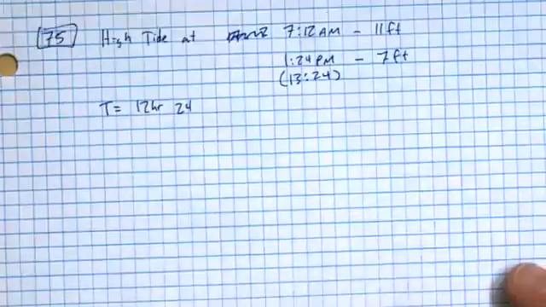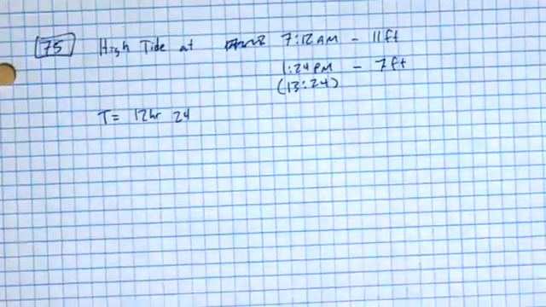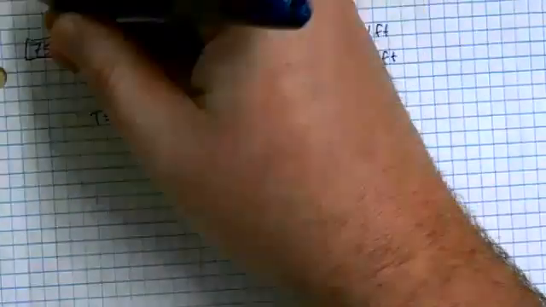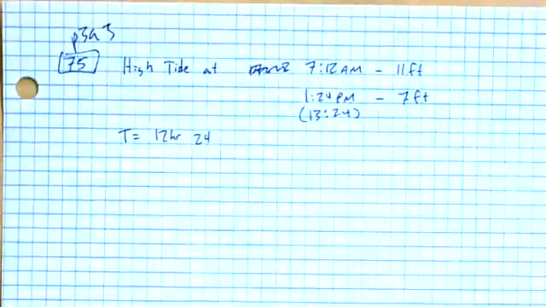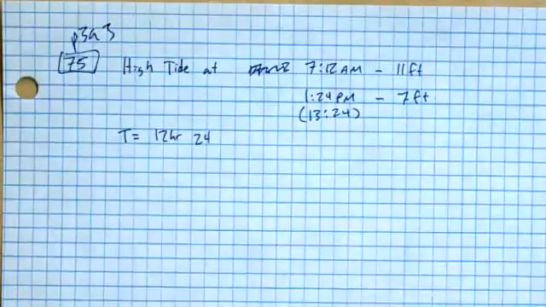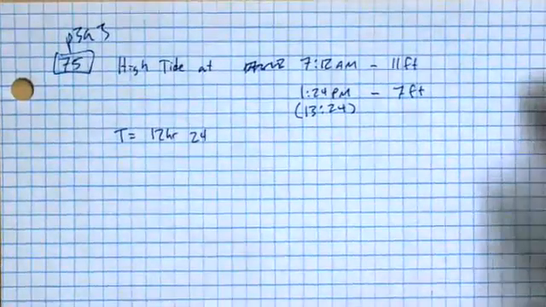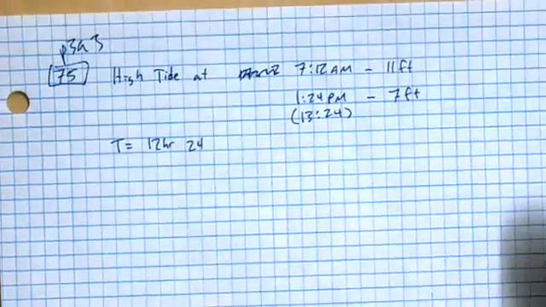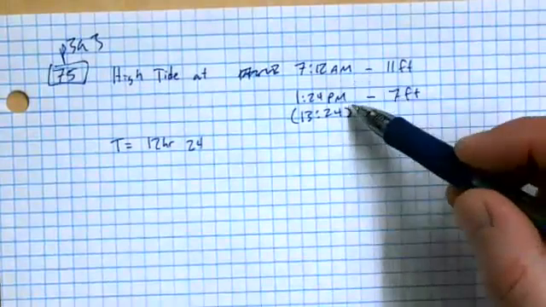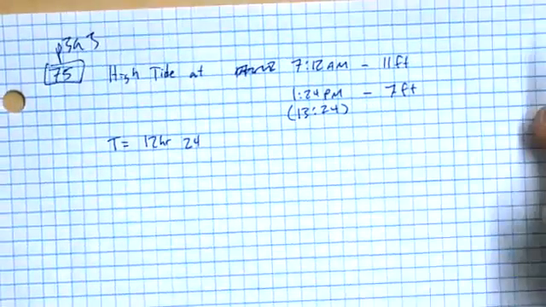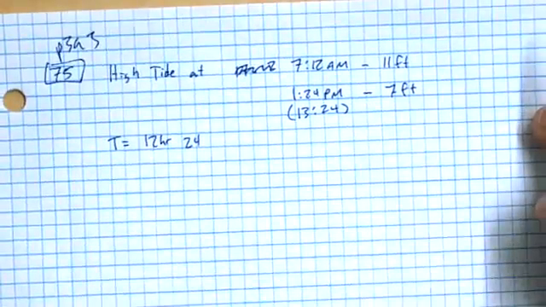Okay, so this is 75 from page 393. And this is a lot like the problems that we tackled. We're going to try and write ourselves a sine or a cosine function for this thing. So on a particular day, they gave us the high tide was at 7:12 a.m., low tide at 1:24 p.m. They gave us some heights there.